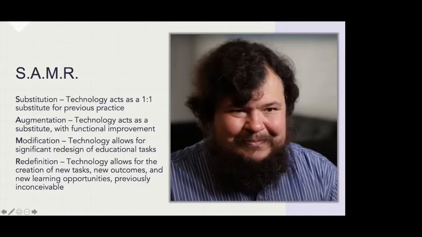At the substitution level, the basic level of the SAMR model, technology is acting as a one-to-one substitute for previous practice. We'll look at an example of this in a minute. At the augmentation level, technology acts as a substitute, but with a functional improvement. We'll talk about that in a moment. Then at the modification level, technology allows for a significant redesign of educational tasks.